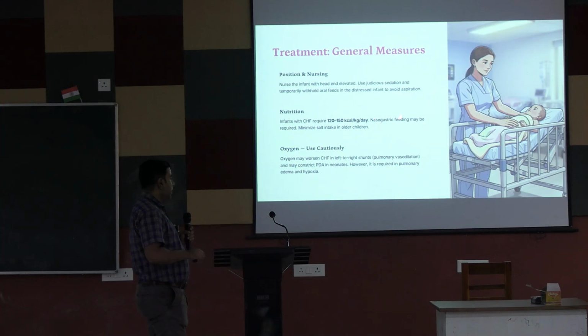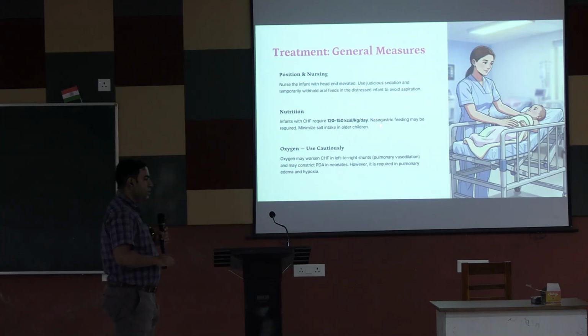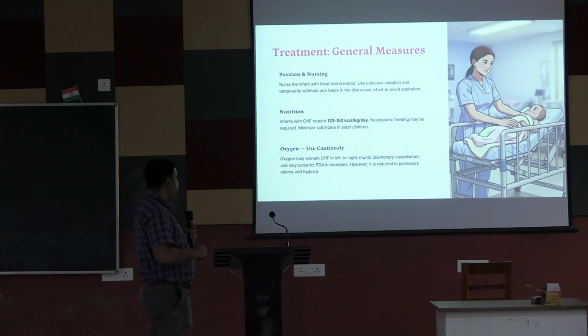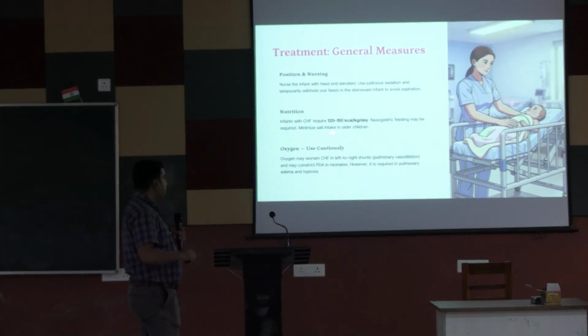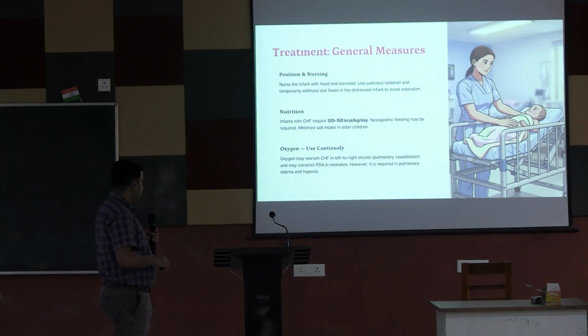Nutrition: an infant with congestive heart failure will require 120 to 150 kilocalories per kg per day. Nasogastric feeding may be required because the patient will have distress, so OG or NG feeding is more beneficial than direct oral intake. And we have to minimize salt intake in older children.